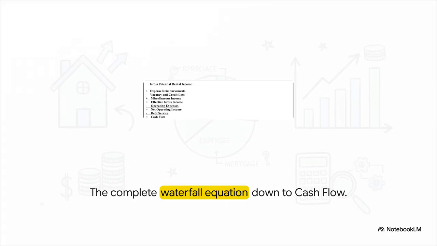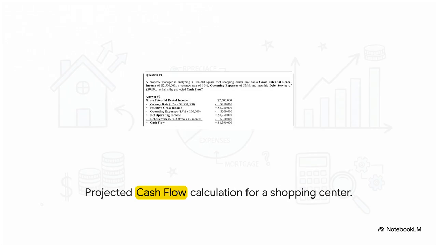When we zoom out to the macroscopic income funnel equation, the entire journey just becomes so clear. It starts from gross rent, up at the very top, absorbing those reimbursements, shedding the vacancies, to finding our effective gross income. Then we strip away operating expenses to find the heartbeat, our NOI. And finally, we carve out that debt service to reveal the ultimate prize at the bottom, your cash flow. Let's actually apply this exact waterfall to a 100,000 square foot shopping center and run the numbers.